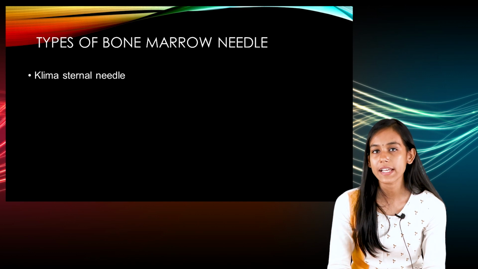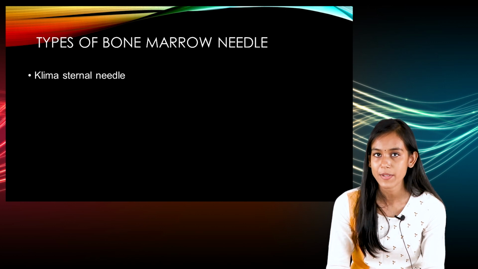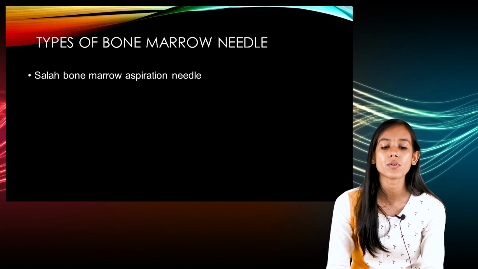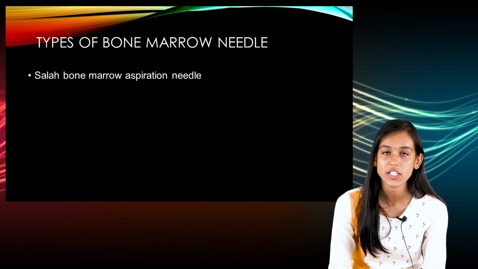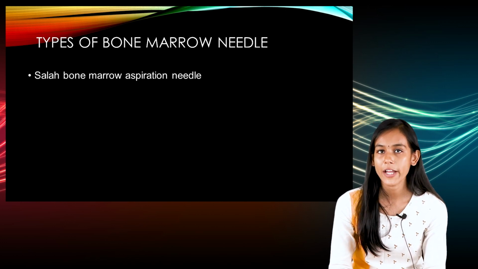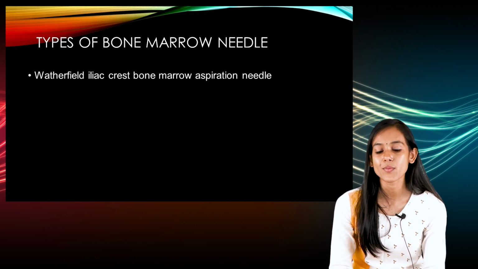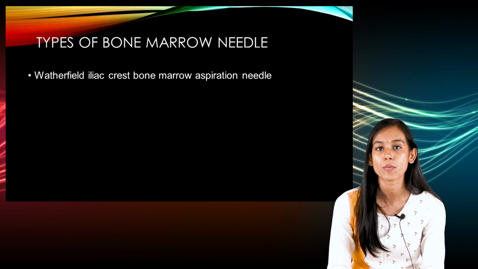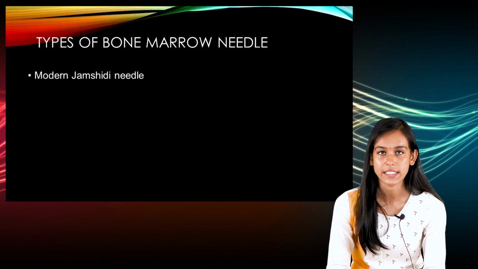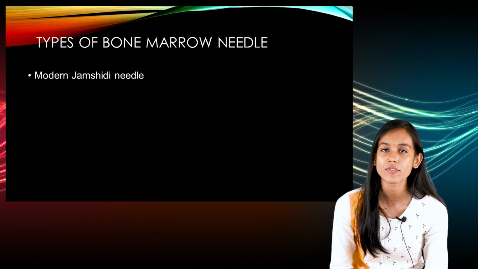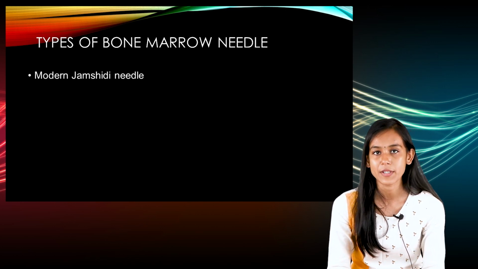Now next, let us see what different types of bone marrow needles are present. The first one is the Klima sternal needle, which is used for bone marrow aspiration. The next one is the Salah bone marrow aspiration needle, which is also used for the procedure. Then we have the Westerfield iliac crest bone marrow aspiration needle, and the fourth one is the modern Jamshidi needle. So these are some of the types of needles used for bone marrow aspiration.